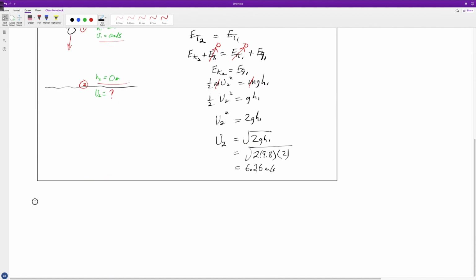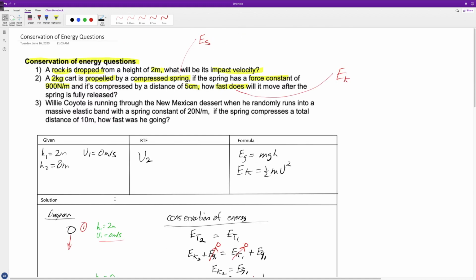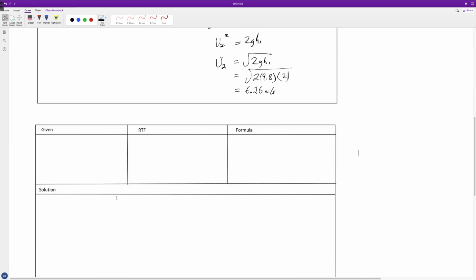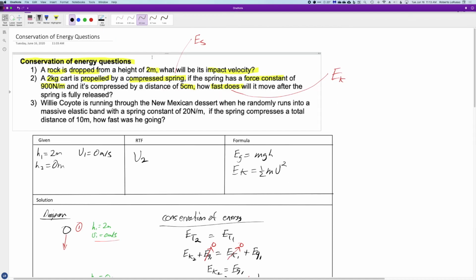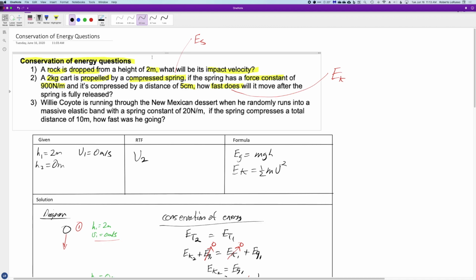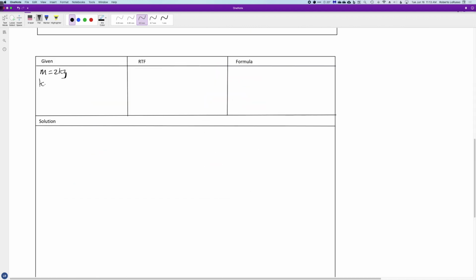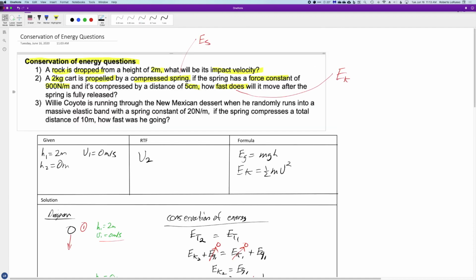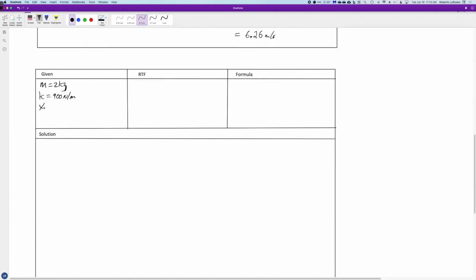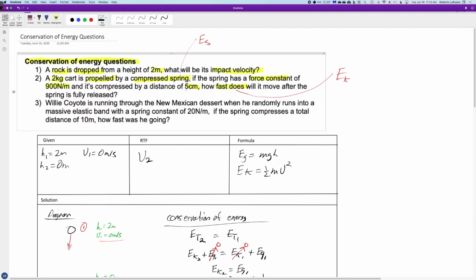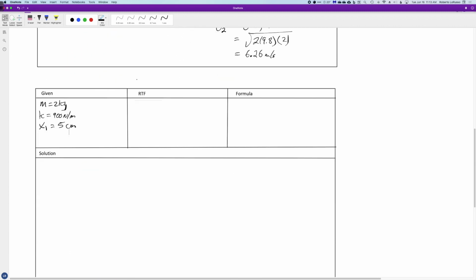All right, so let's make another GRFS. First of all, we know that the mass is 2 kilograms. We know that the spring has a force constant of 900 newtons per meter, so k equals 900 newtons per meter. The spring is compressed by 5 centimeters, so it's initially compressed by 5 centimeters. Then the question asks, how fast does it move after the spring is fully released? Well, that means at the end, our x2 has to be 0 meters.